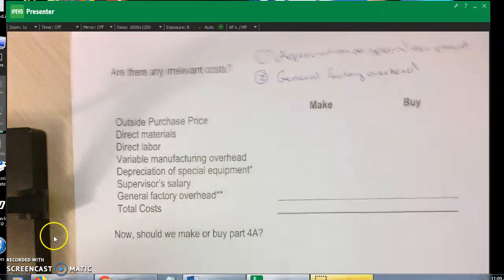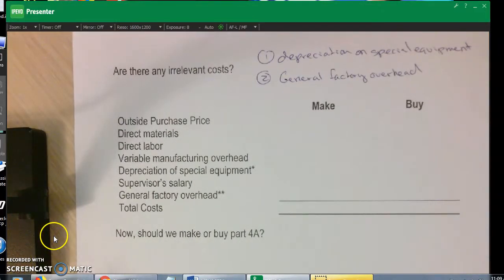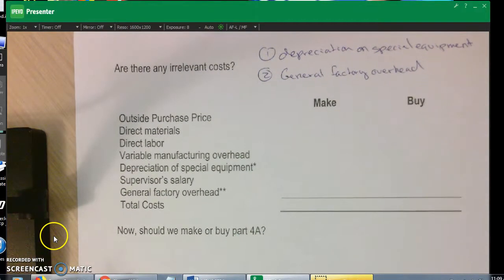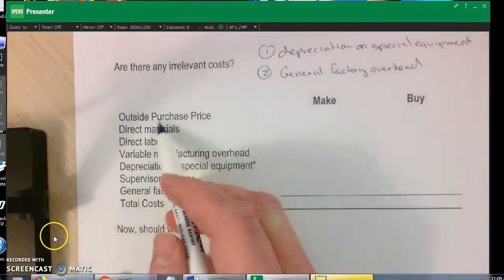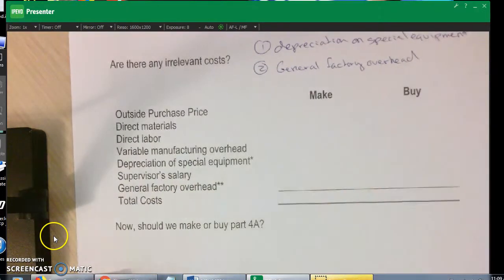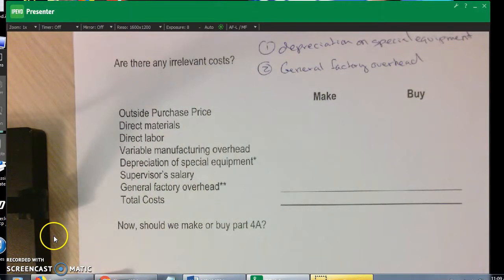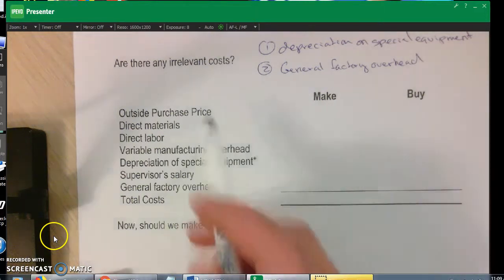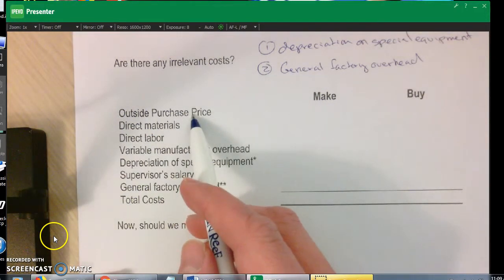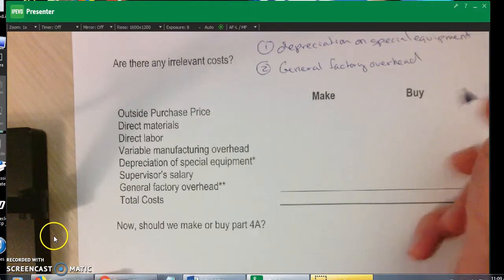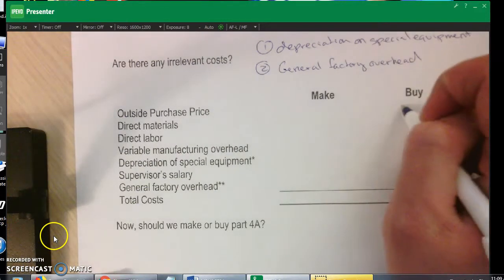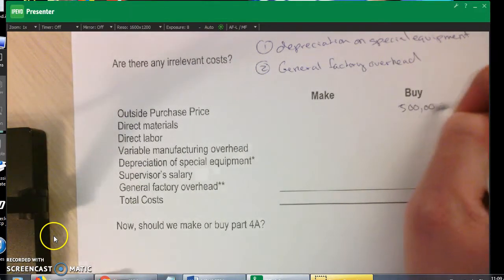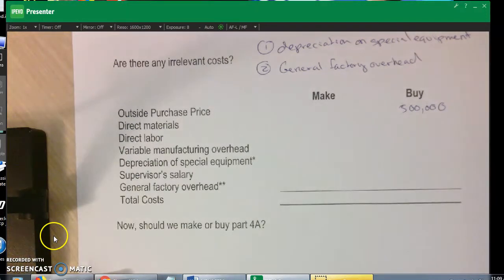Okay, is also an irrelevant cost because it's just going to be redistributed to another product line. So we look over here and we can set up a table to help us answer these questions. And I'm a big fan of setting up tables to help you solve these problems. We see our outside purchase price. We're going to buy the 20,000 parts for $25 a part, which means $500,000. The $25 a part times the 20,000 parts.